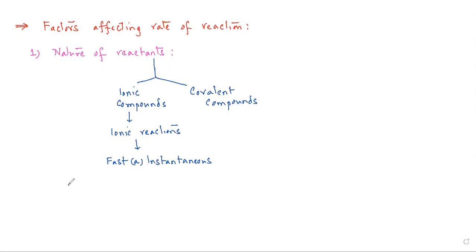Just like the example we have taken in the fast reactions case. Look at this. When aqueous sodium chloride is added to aqueous silver nitrate, a precipitate of silver chloride is formed within 10 power minus 4 seconds. This is a reaction.